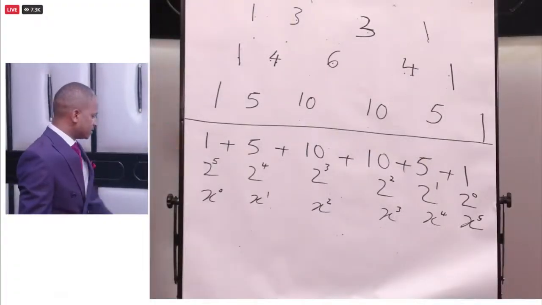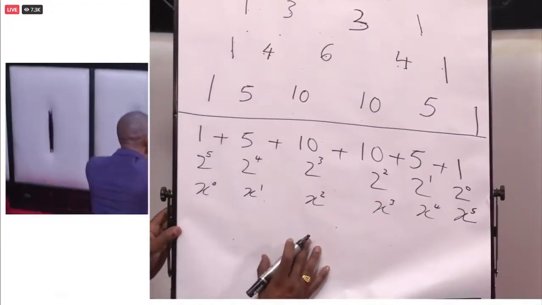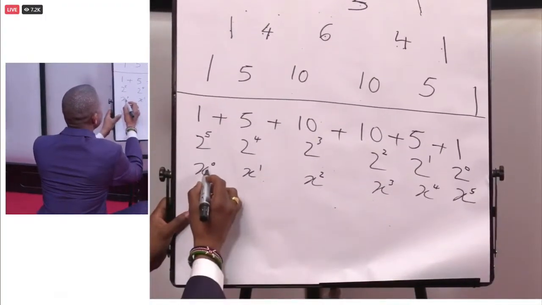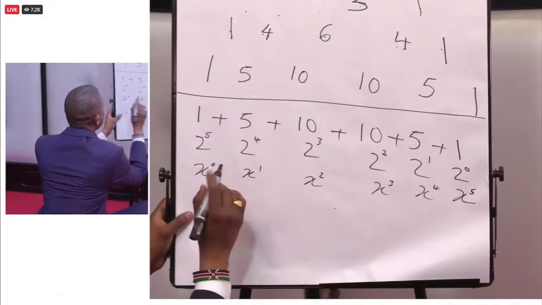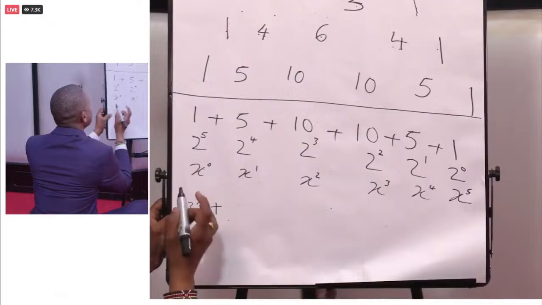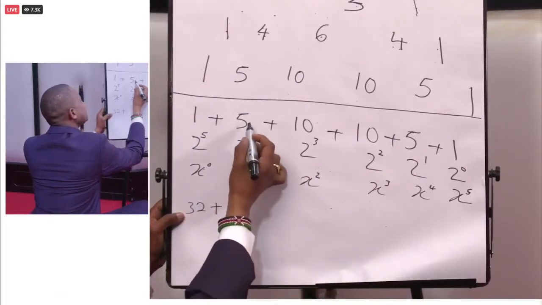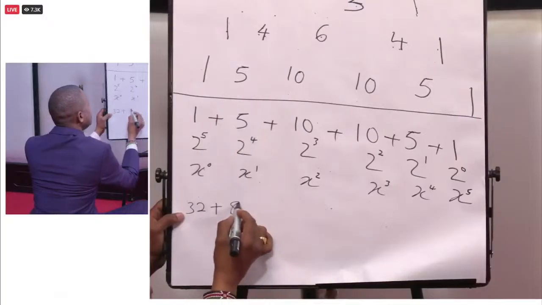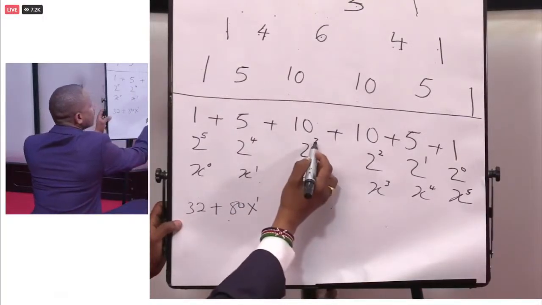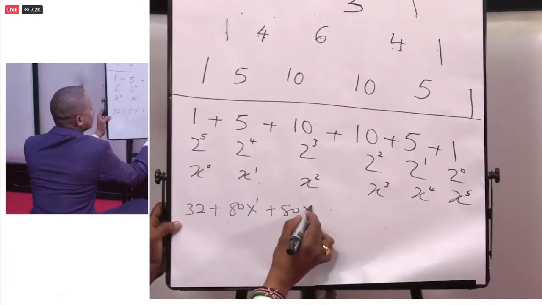So when you do this, you just simply multiply them. What do we get? 2 raised to power 5 is 32. But this is x raised to power 0, which is 1. Any number raised to power 0 is 1, we said yesterday. Plus, now 1 times 32 is 32. 2 raised to power 4 is 16. 16 times 5 is 80, x raised to power 1. 2 raised to power 3 is 8. 8 times 10 is 80, x raised to power 2.